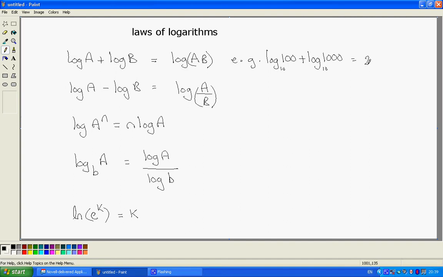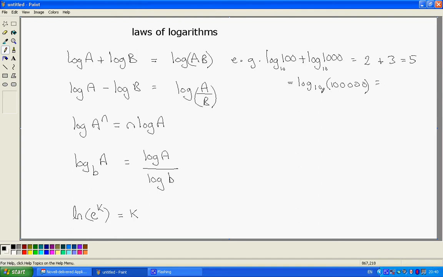So this is equal to 2 plus the power of 10 that gives us 1000. Well, 3 tens multiplied together gives us 1000, so it's 3. So log base 10 of 100 plus log base 10 of 1000 is 2 plus 3, which is 5. And our log law says that should be the same as the log of A times B. So this should be the same as log base 10 of 100 times 1000, which is 100,000.